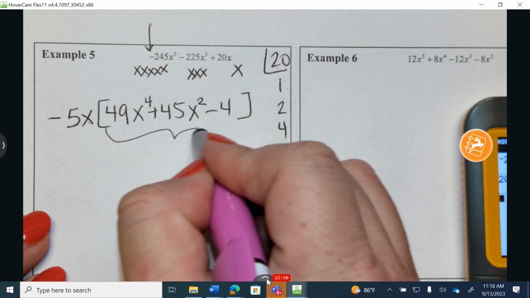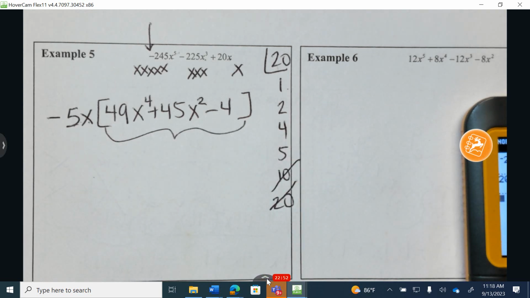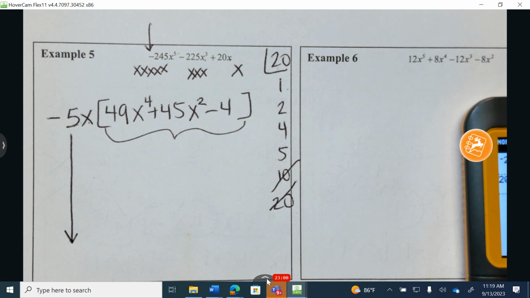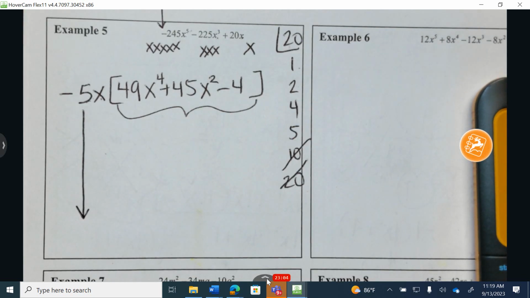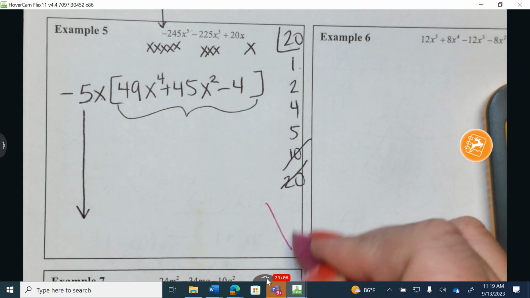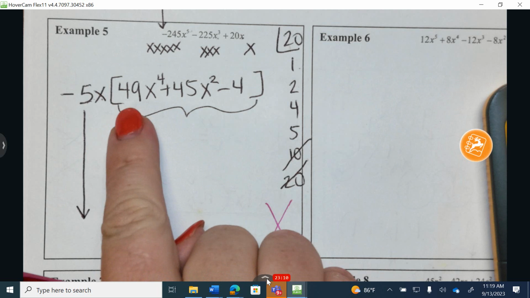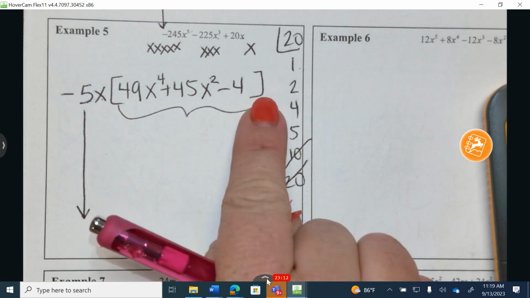Please make the squiggly lines underneath what is in brackets or parentheses, however you wrote it. Okay, draw an arrow going straight down from the negative 5x. Now I wish I would have written a little bit smaller. I'm going to come down to the bottom here so I have plenty of room, and I'm going to make my x. I am only focused on what I have as a squiggly bracket.